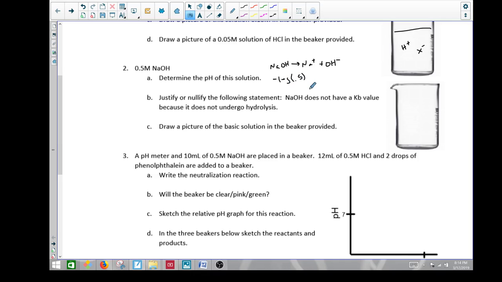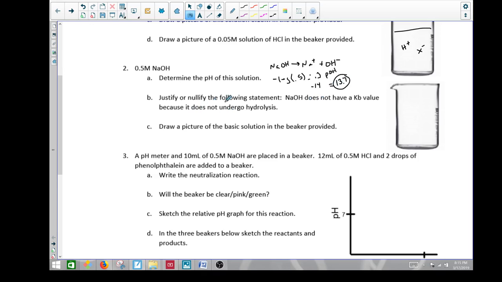Now this guy, you can use your calculator. Negative log 0.5 is 0.3. Now, at this point, 0.3 is the pOH. So we want to flip that over to pH by subtracting it from 14. And 14 minus that guy will give us 13.7. And that's our answer.